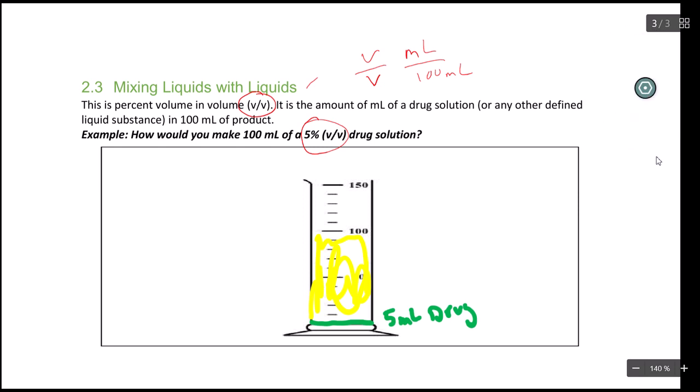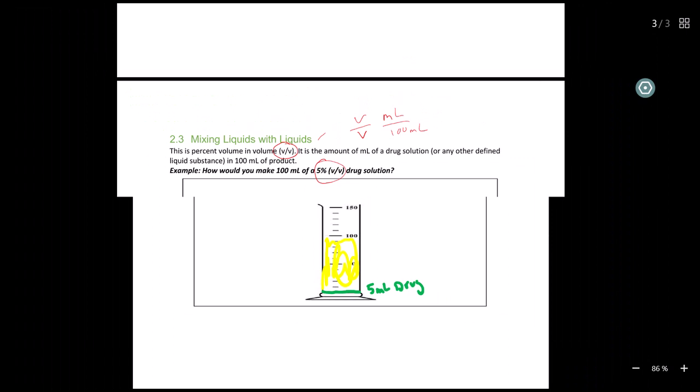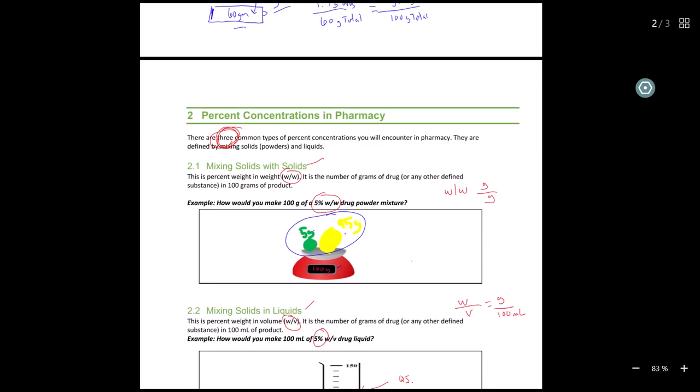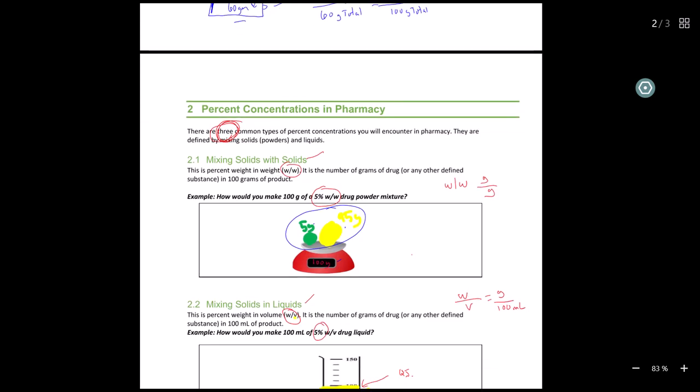Let me quickly recap for you. For the percentages, we're looking at 3 things. Anytime you see a percentage, it's either going to be a weight in weight, a weight in volume, or a volume in volume. Sometimes it specifically says it. Sometimes you will see it shown with volume and volume, or with weight and volume, or with weight and weight. Sometimes it won't. When it's not, it's understood the way that it's done.